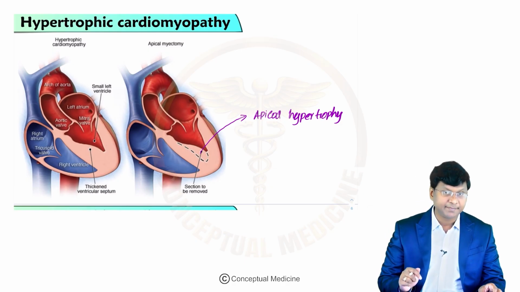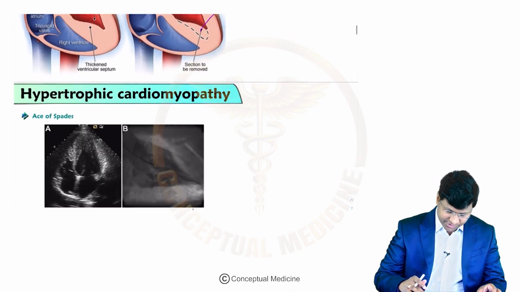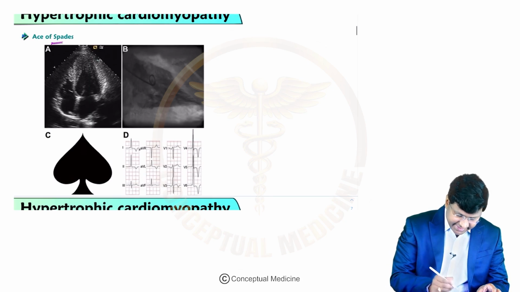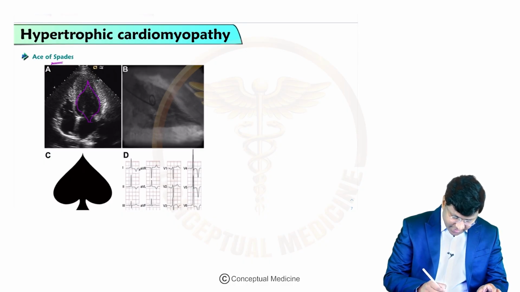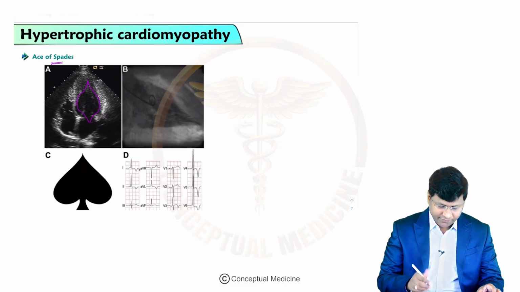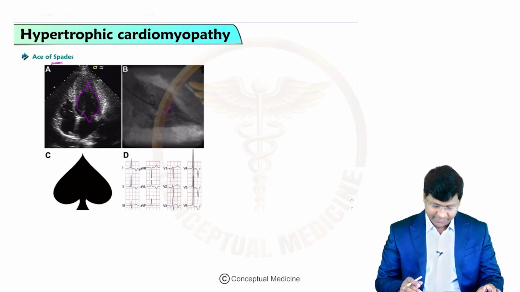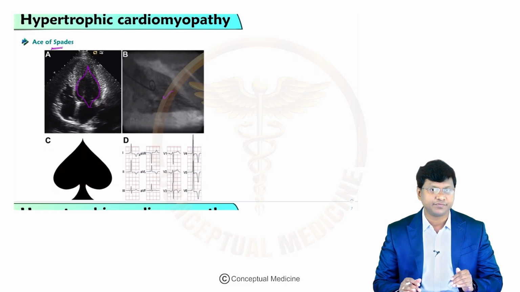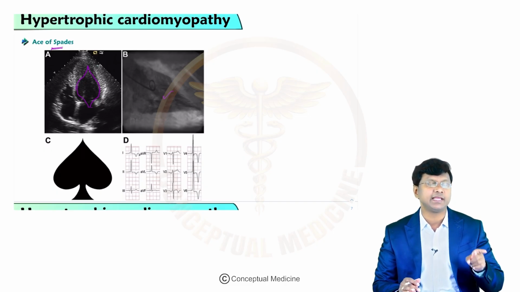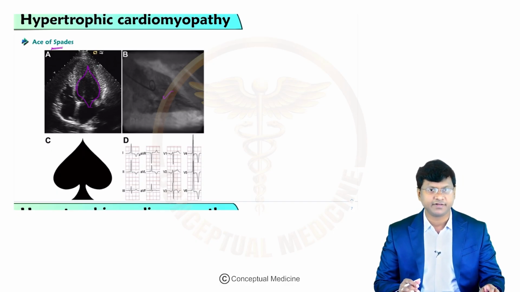Now, this apical hypertrophy, when you observe it under a 2D echo or by cardiac catheterization, will appear as the ace of spades. You can see that here, even in case of left ventricular catheterization as well. So, this is one example of hypertrophic cardiomyopathy. The first one was at the interventricular septum, and later it could be at any part of the left ventricle.